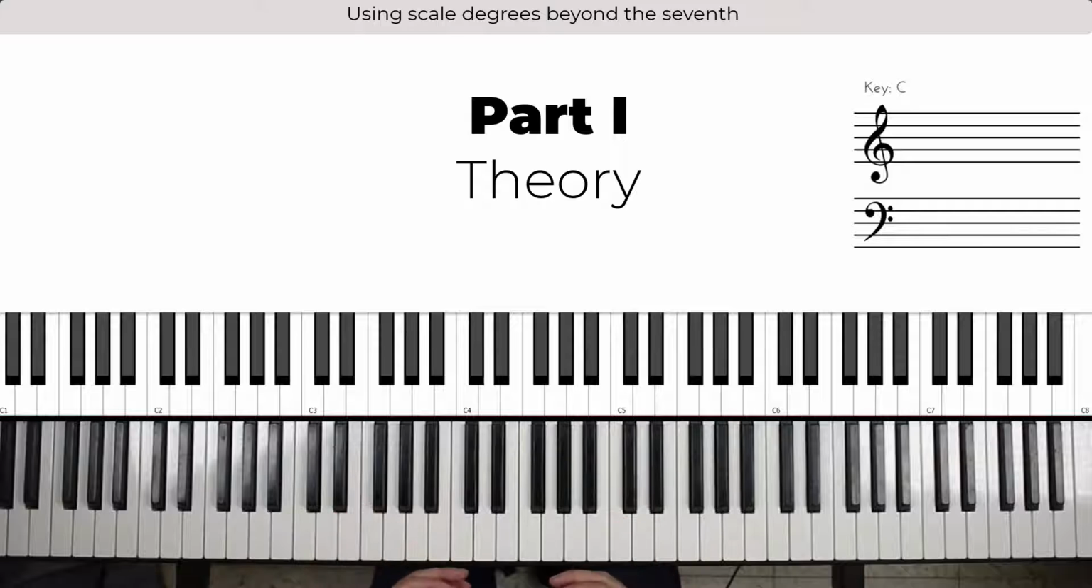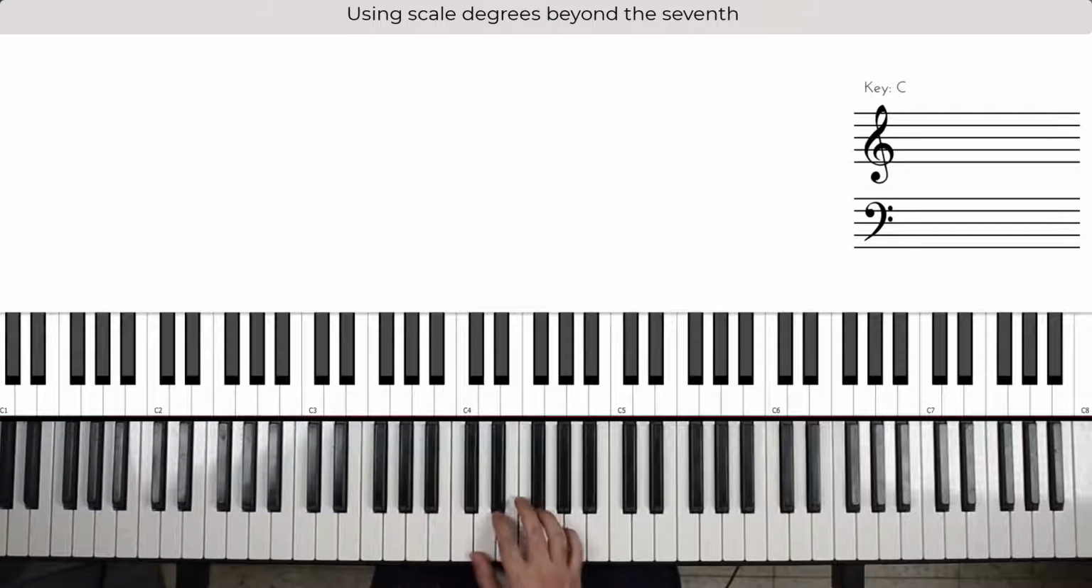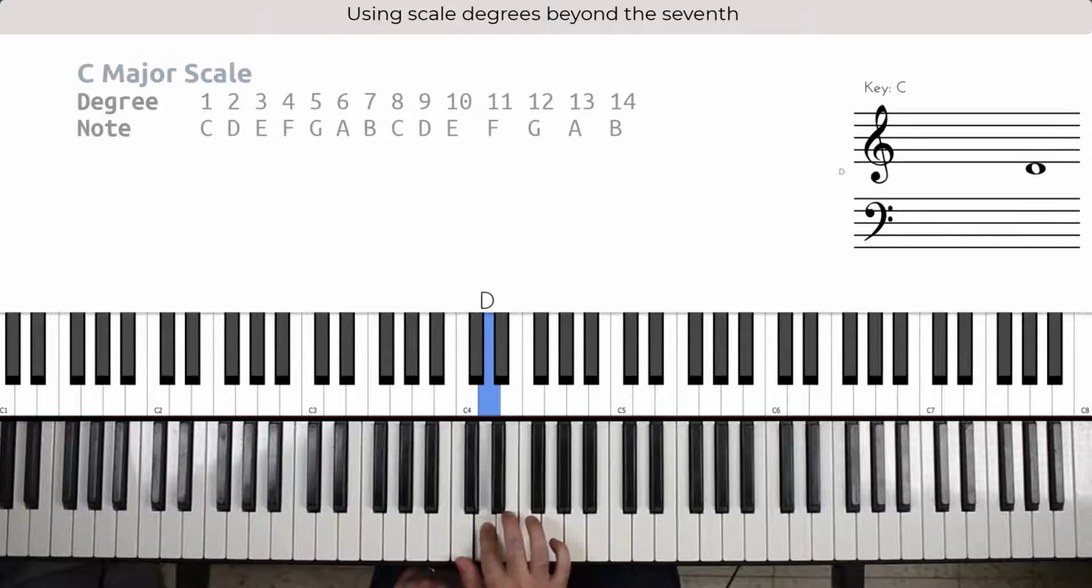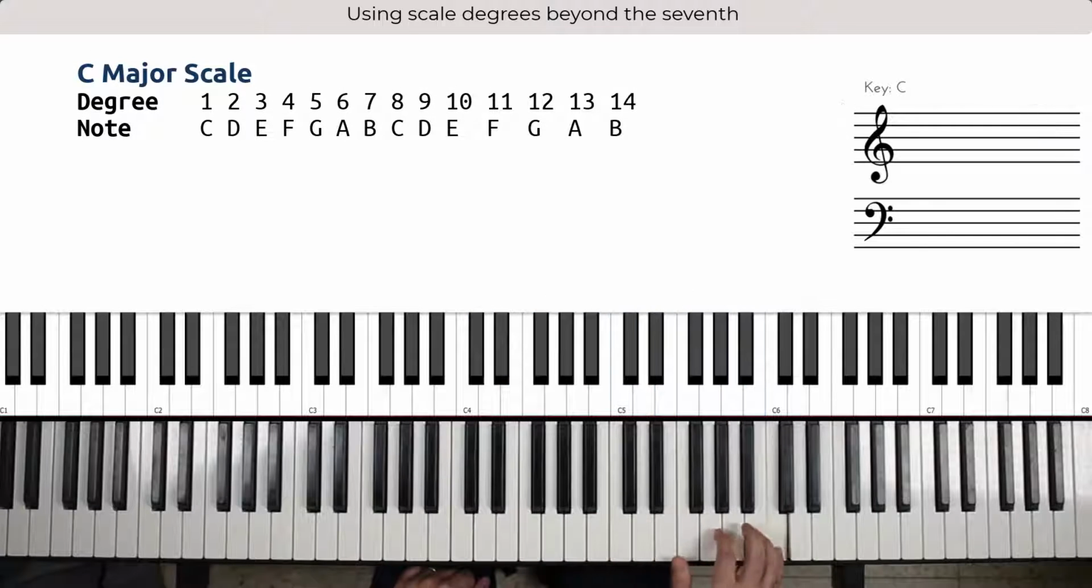As we've previously seen, scales have degrees, and we can count these degrees all the way up to 14. Let's take the C major scale as an example. We can start by 1 and count up 2, 3, 4, 5, 6, 7, 8, which is 1 again, but we can keep on going: 9, 10, 11, 12, 13, 14, and back to 1.